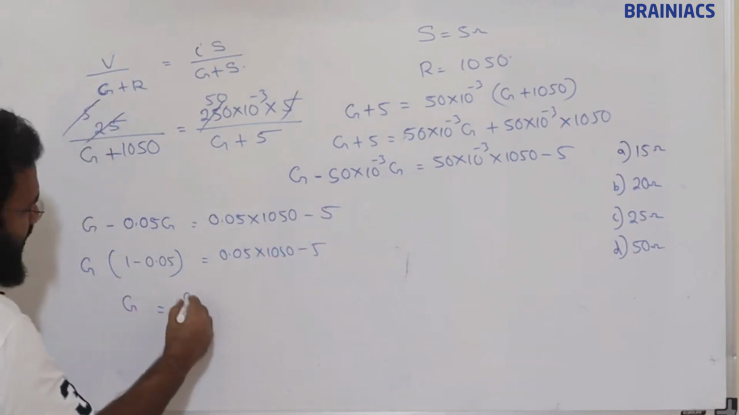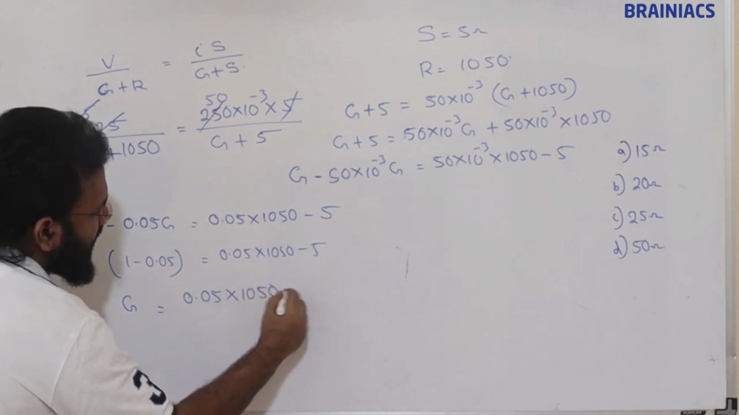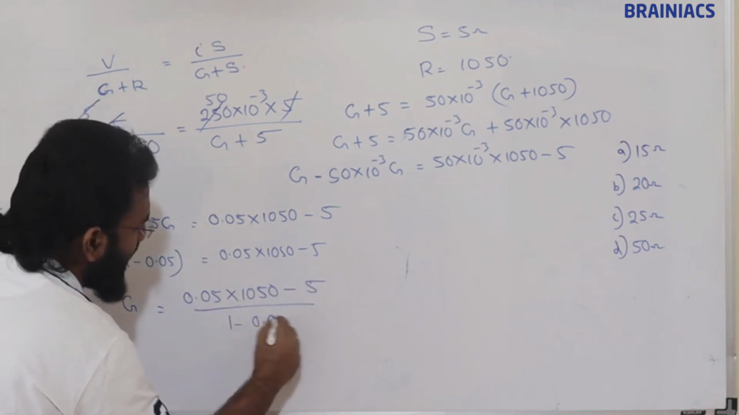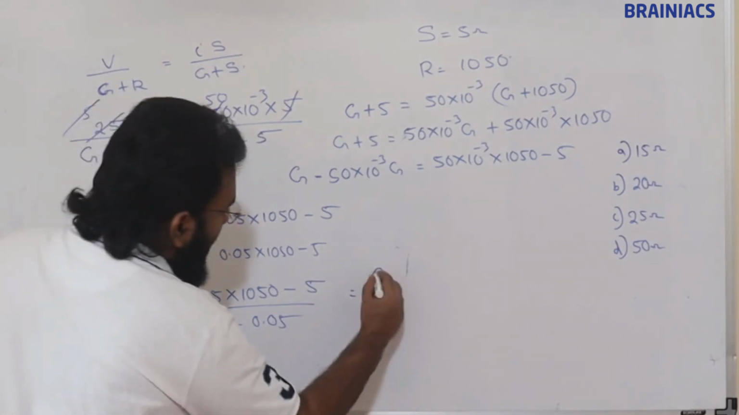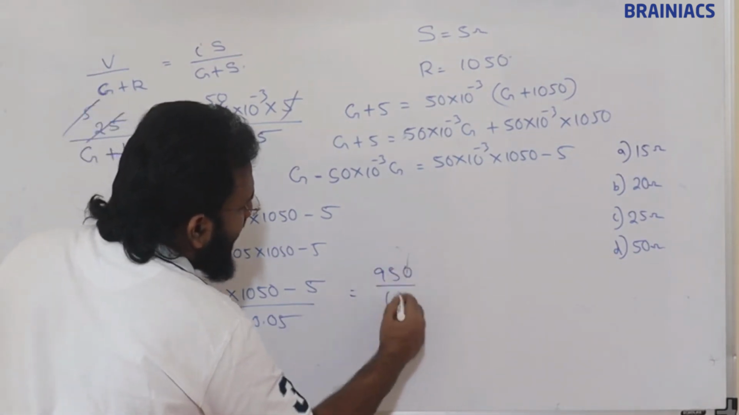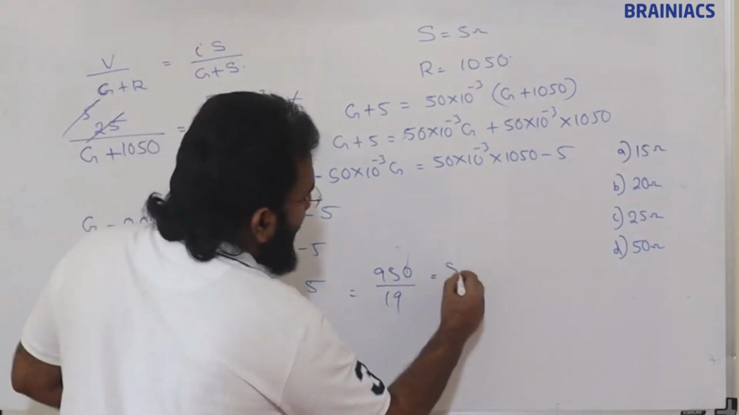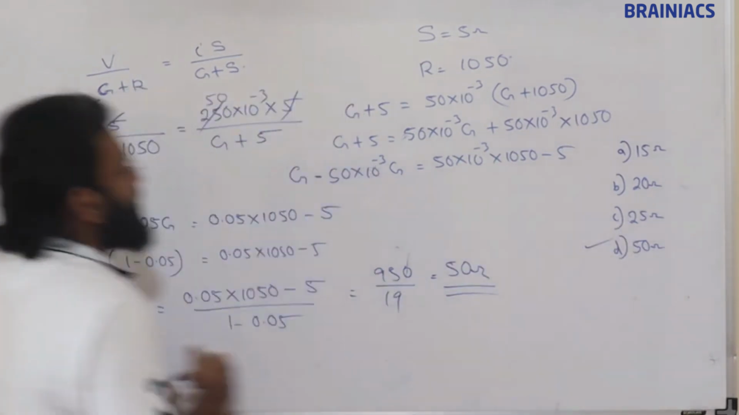So G, if we take out, 1 minus 0.05 is equal to 0.05 into (1050 minus 5). So G is equal to 0.05 into (1050 minus 5) divided by (1 minus 0.05). Simplifying this, we get 950 divided by 19, which is nothing but 50 ohm. Okay, D is the answer.